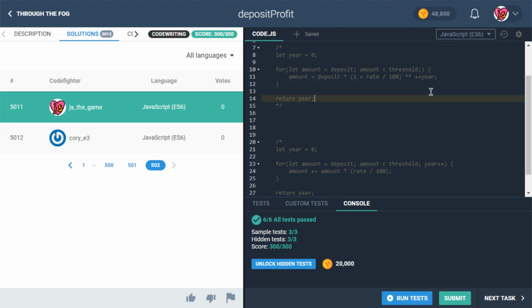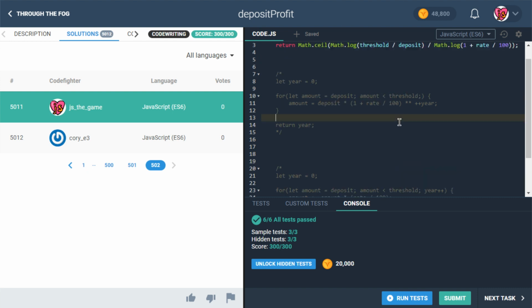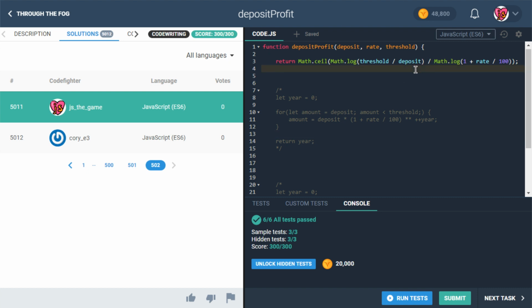I forget the user's name, but there is a guy on codefights who did a JS perf, and he pointed out that this operation here, the exponentiation operation, is actually slower than just doing multiplication. Okay, so let's see. Yeah, I mean, look, in case it wasn't obvious, I think this one's best.